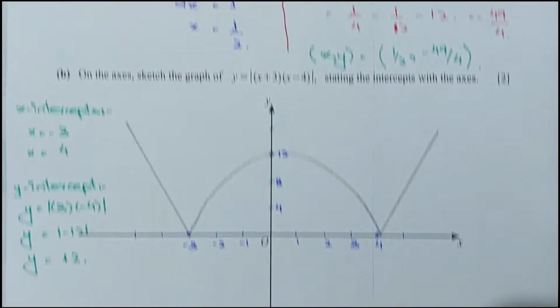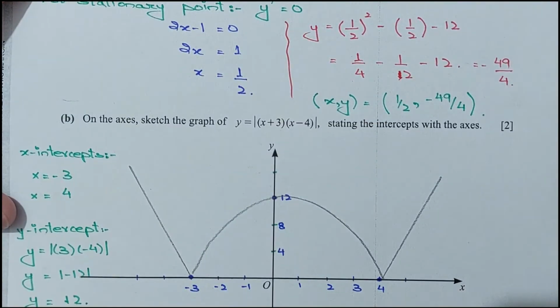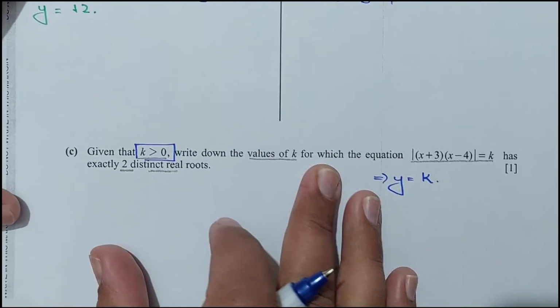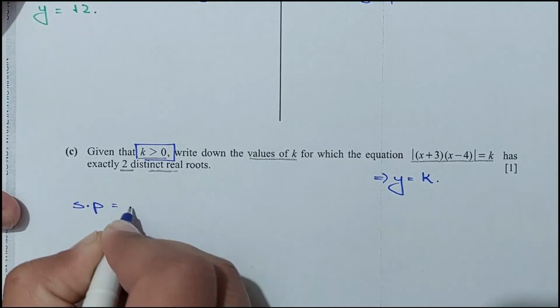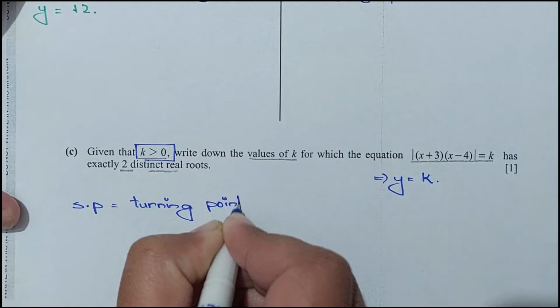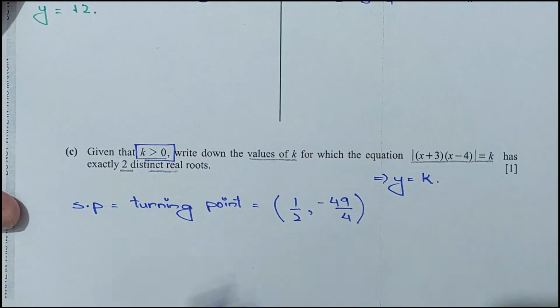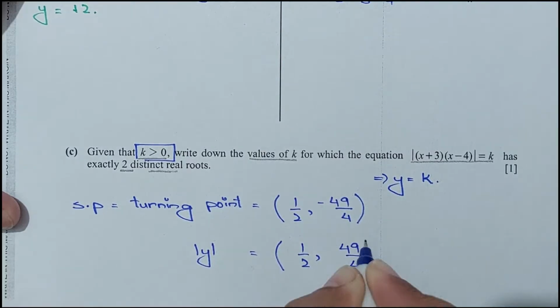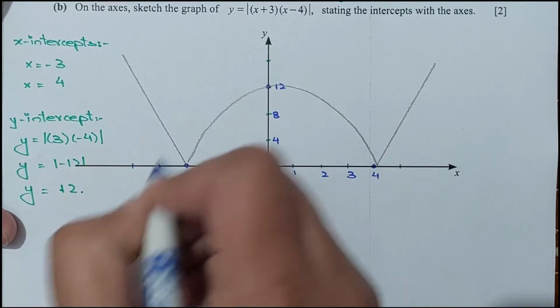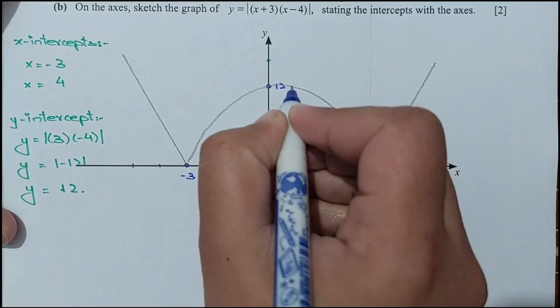As we can see, this is the same function, so it has a stationary point. The stationary points are also called turning points. So we have the turning point of the curve, which is 1 by 2 and minus 49 over 4. Since y has an absolute value, we have 1 by 2 and 49 by 4. The y component is also positive. So the x value is 1 by 2, and this would be the turning point of the curve.